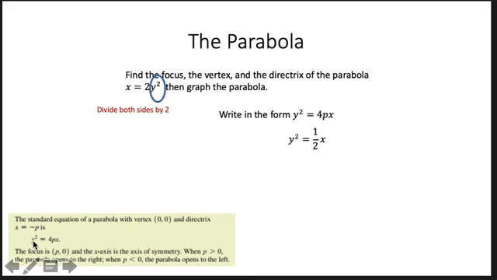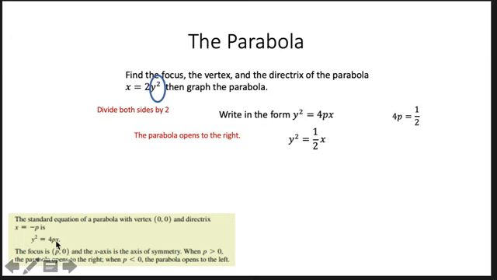So we're looking now at the second part of our standard form equation. We have a y squared equation. We need to find out what 4p is. We know, or actually we know what 4p is. We need to find p. We know since this is positive, 1/2 is positive, we know that the parabola is opening to the right. 4p is equal to 1/2.